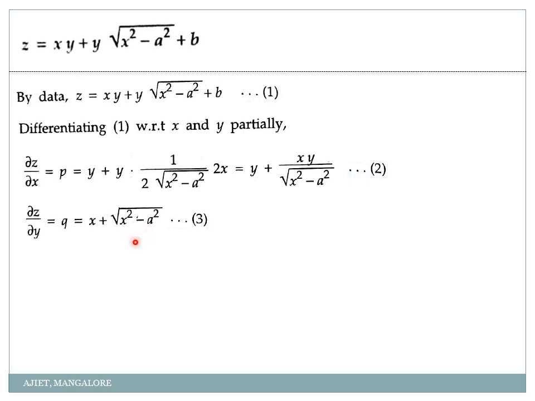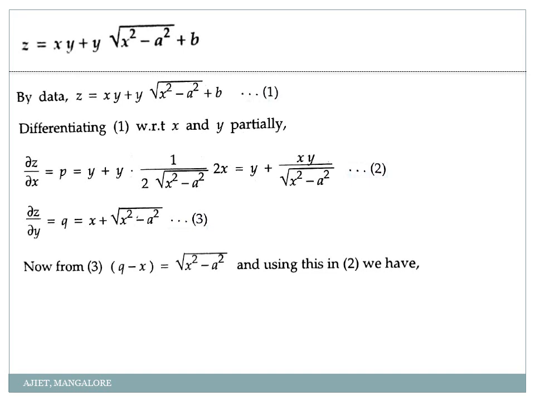Now what to do? How will you eliminate a? Can you do anything with the second and third equation? Yes, what you can do is solve for this root of x square minus a square from this equation, and you can just substitute here. Am I right? So we'll see what we can do. See here, I am solving for root of x square minus a square. I'll just take this plus x to the other side.